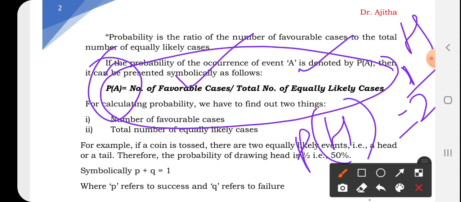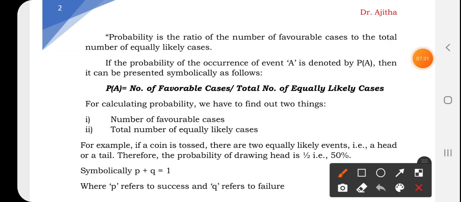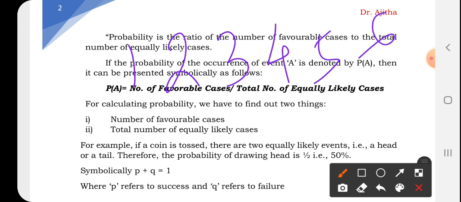Likewise, suppose you are finding the probability of getting a 6 while throwing a die. When you throw a die, how many options do you have? 6 options. 1, 2, 3, 4, 5, 6. 6 sides are there. So if you are finding the probability of getting a 4, what is the favorable case? How many 4s are there? Only one. So favorable cases will be 1. Okay? 1, 2, 3, 4, 5, 6. How many total cases? 6. So total number of equally likely cases is 6.